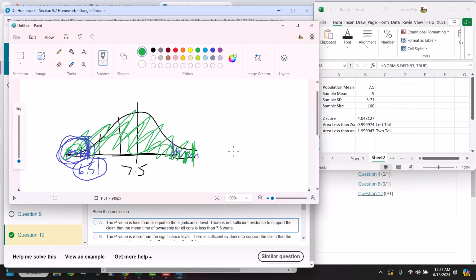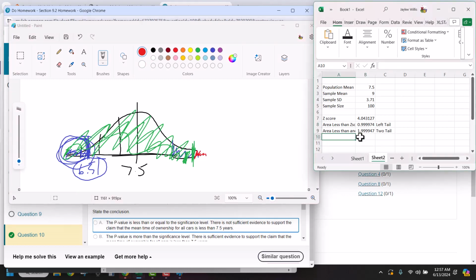And if we were doing a right-tailed test where we were trying to see if this result of getting a sample mean of 9 years means that our alternative hypothesis would be that the mean time of ownership for all cars is more than 7.5 years, what we'd be looking for would be the area under this part of the curve.